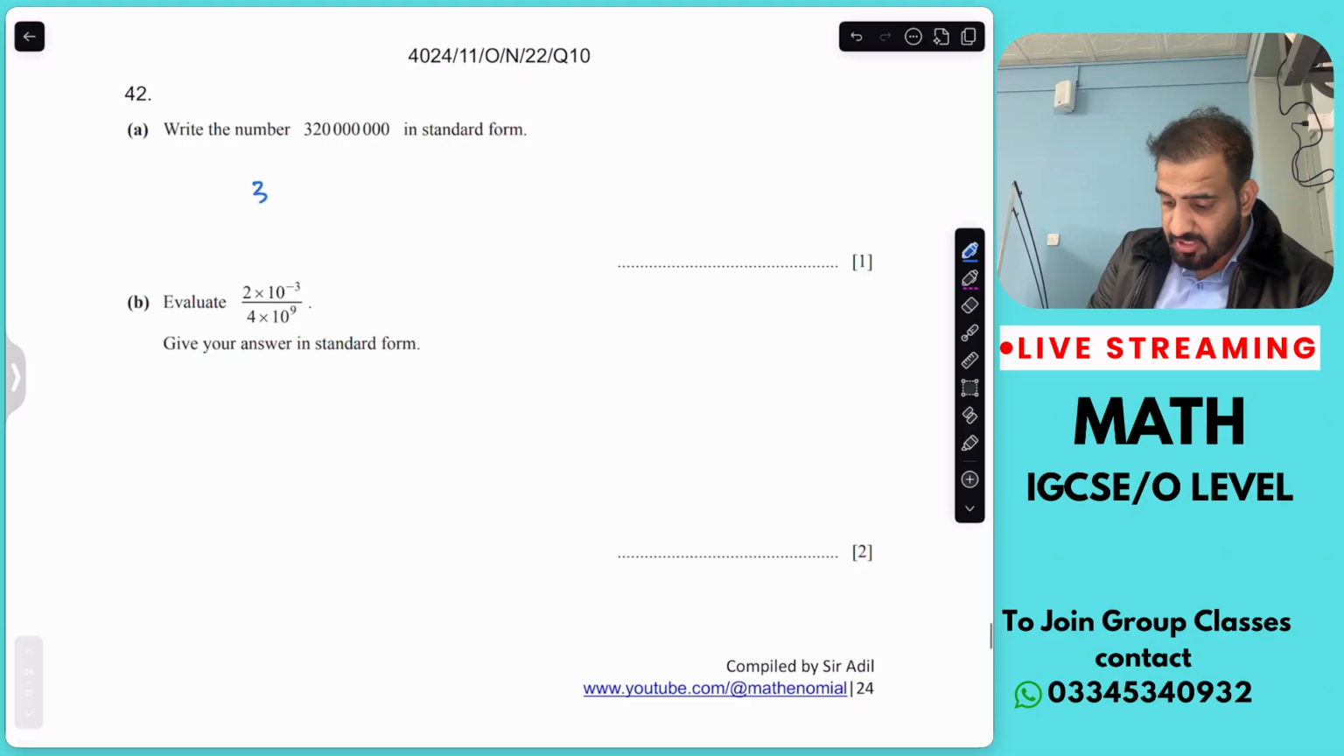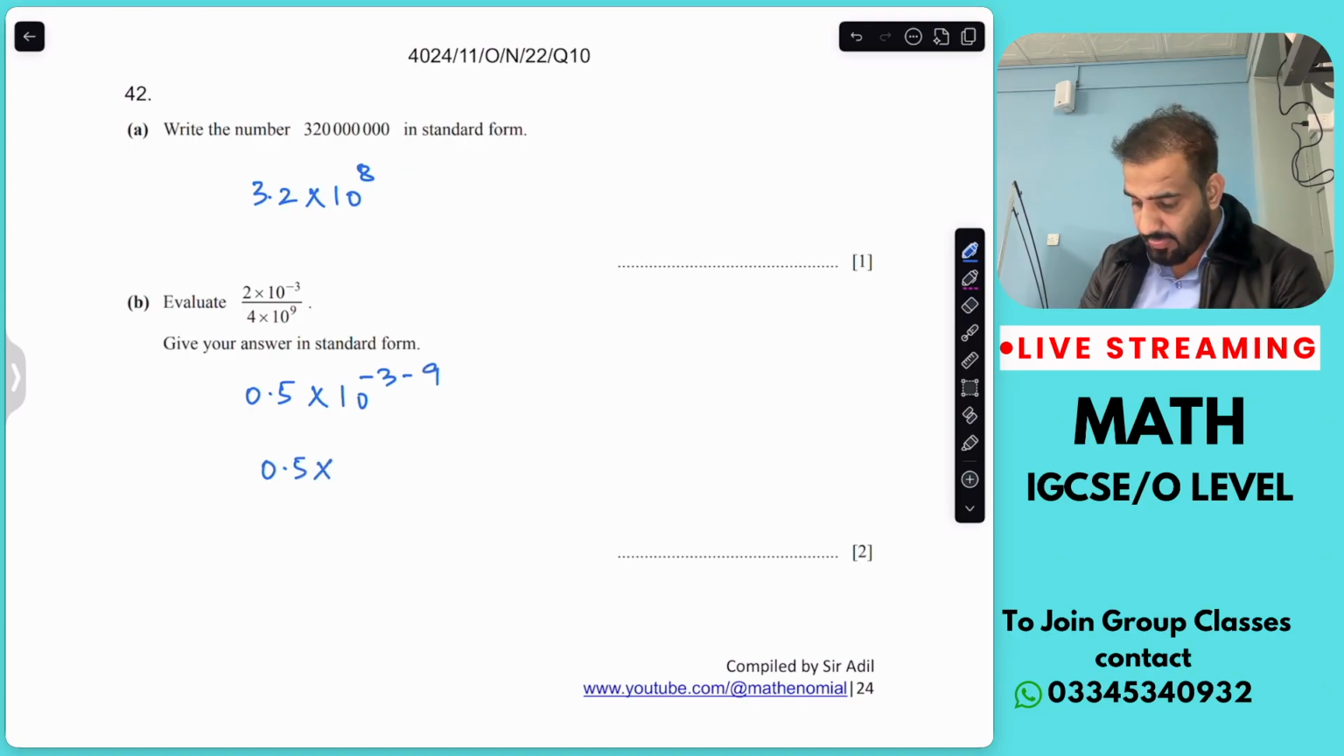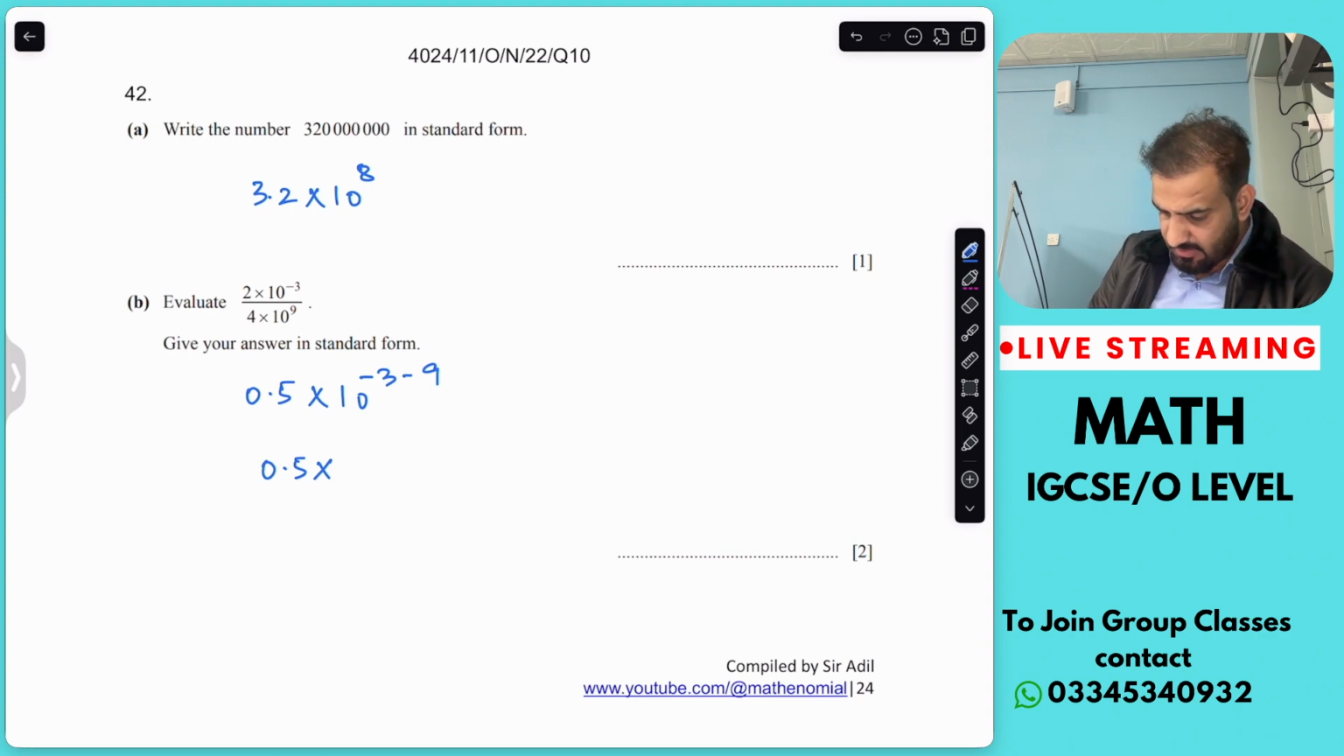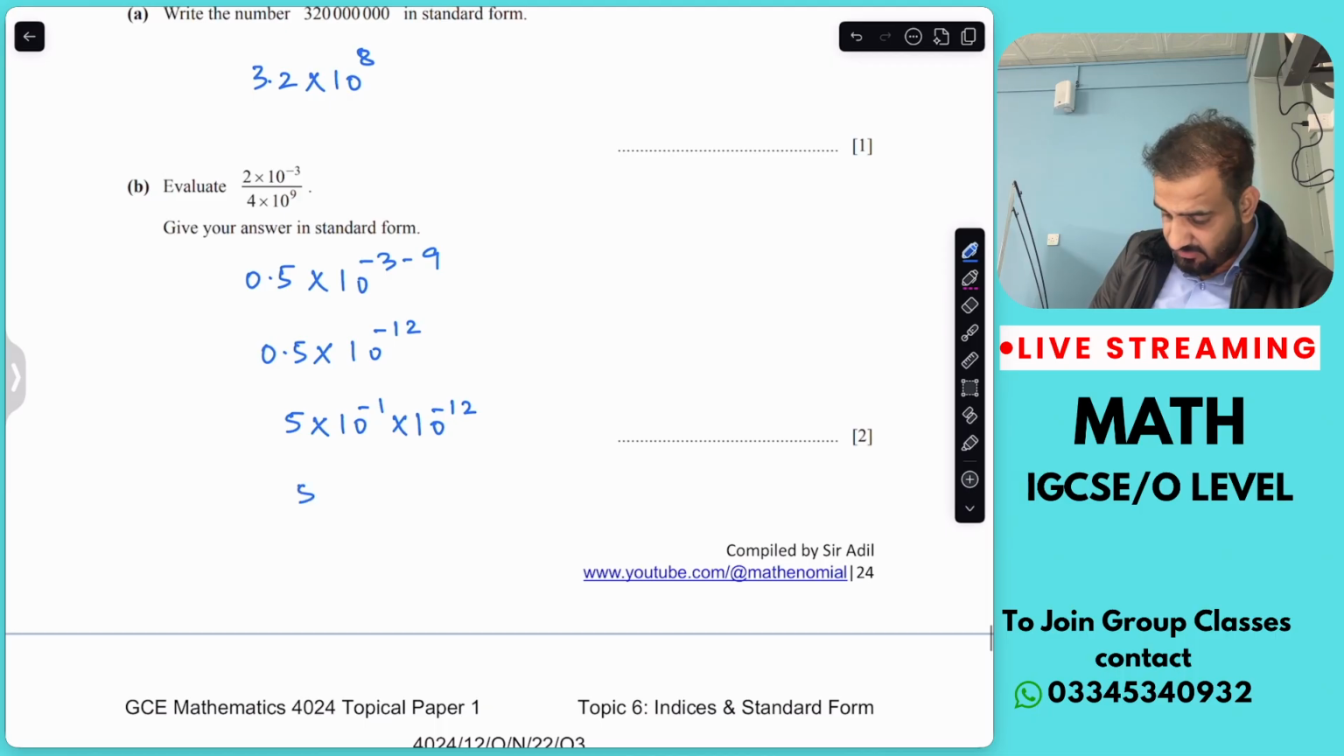Right, in standard form, so 3.2, so many zeros. 8 zeros. So 2 over 4 means 0.5. Cross 10 raised to power minus 3 minus 9. So 0.5 cross 10 raised to power minus 12. So 5 cross 10 raised to power minus 1 cross 10 raised to power minus 12. So 5 cross 10 raised to power minus 13.